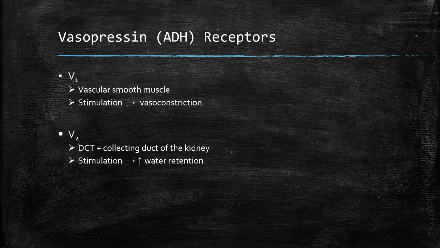There are two types of vasopressin receptors. The V1 receptors are located on vascular smooth muscle, and stimulation leads to vasoconstriction. The V2 receptors are located on the distal convoluted tubule and collecting duct of the kidney. Stimulation of these receptors leads to increased water retention.